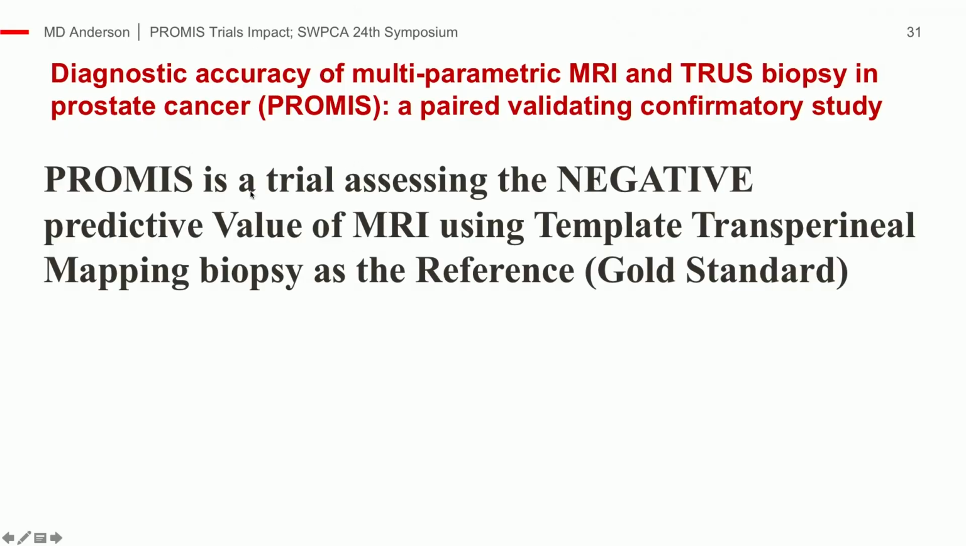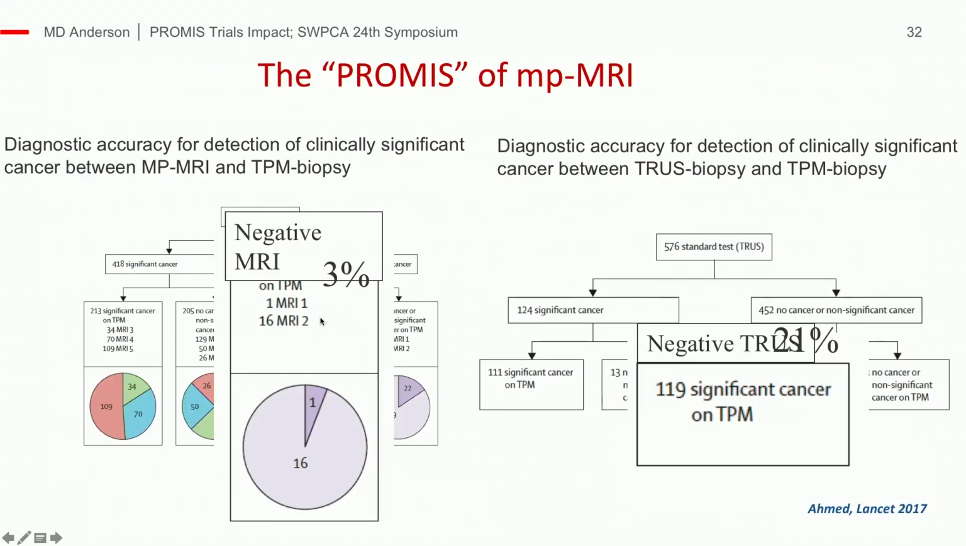They were trying to say that if you have a negative MRI, you can assure the patient that he doesn't have prostate cancer. And that's really the key to the PROMIS trial, but it's an important factor in what we're about to talk about in the PRECISION trial here.